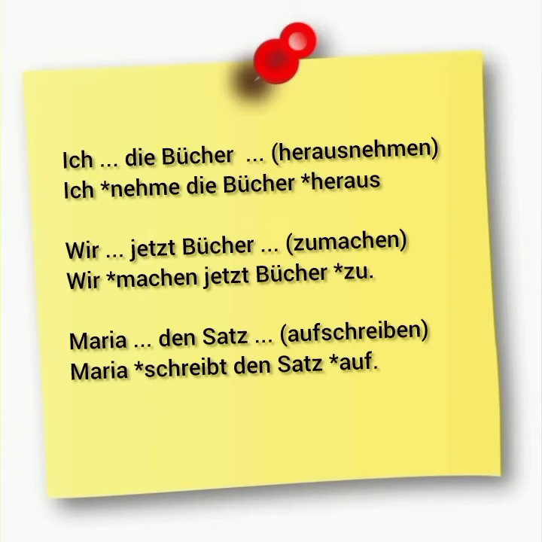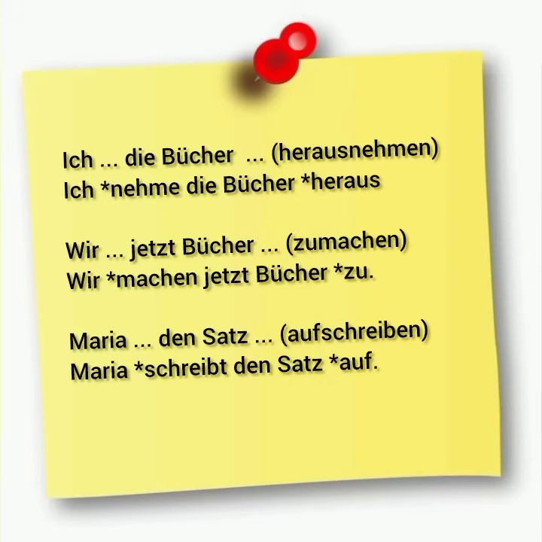Two more examples. Maria ___ den Satz ___. In brackets you have the verb aufschreiben. So how do you conjugate that? You can pause and try it. All right, so what happens is this. We remove the auf, put it at the end, and then conjugate the verb schreiben. Maria is third person singular, so you say, Maria schreibt den Satz auf. Maria is copying down the sentence.